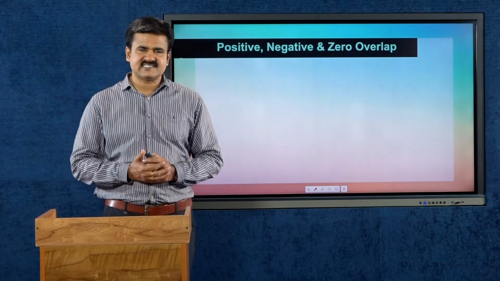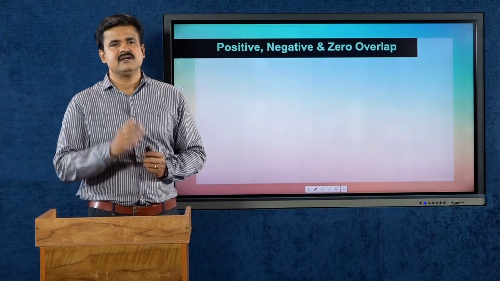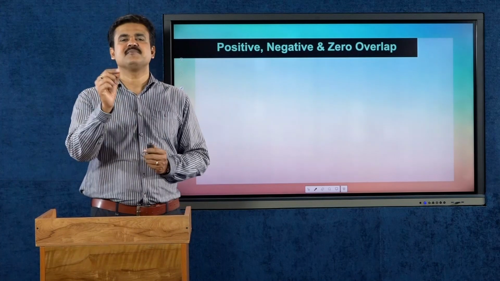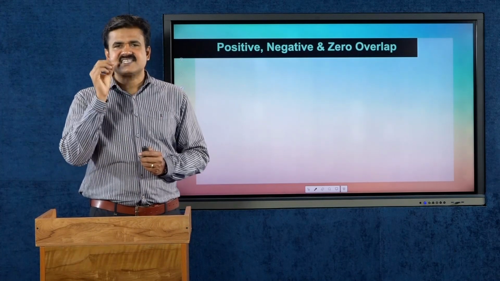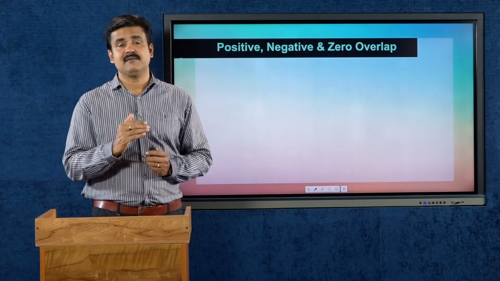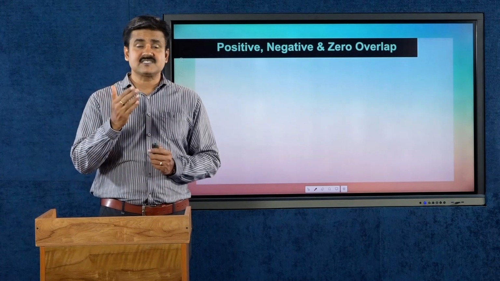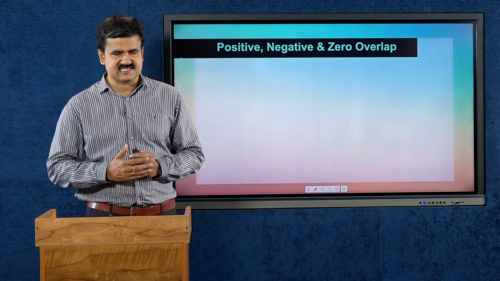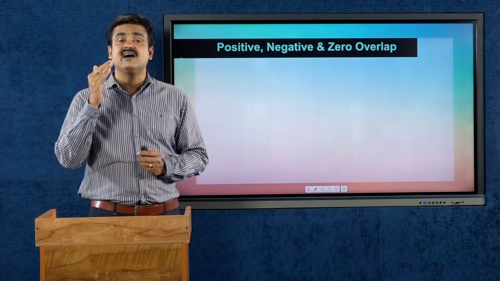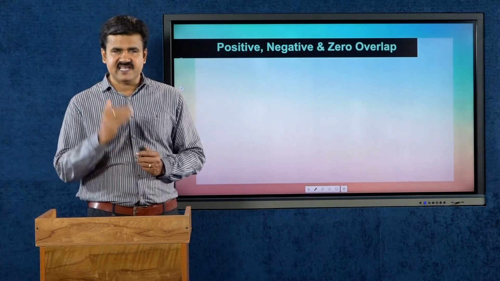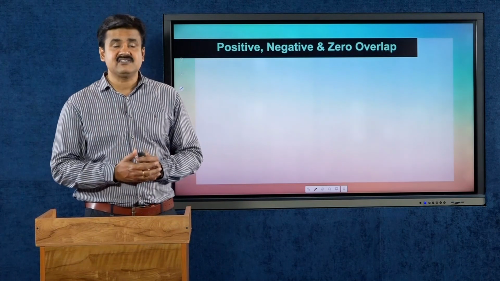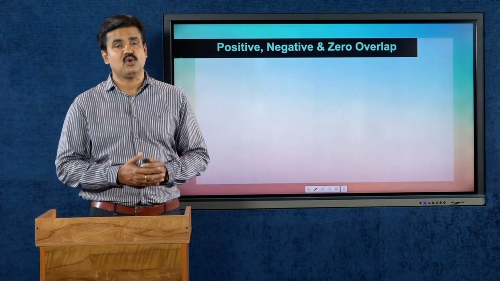Now we are discussing three kinds of overlapping, that is, positive, negative and zero overlap. I just mentioned the various conditions for effective overlapping. In those conditions, we heard about one parameter, that is, the participating orbitals must be in the same phase. Based on the phase of the participating atomic orbitals, we can have three kinds of overlapping. They are positive, negative and zero overlap. Now we can enter into details of such positive, negative and zero overlap.